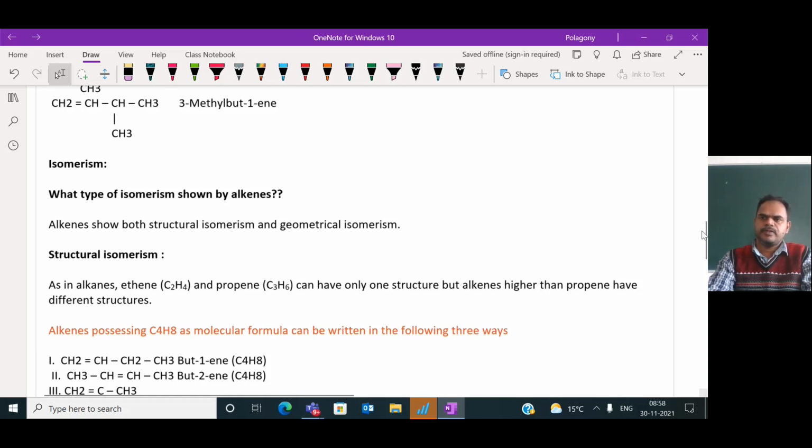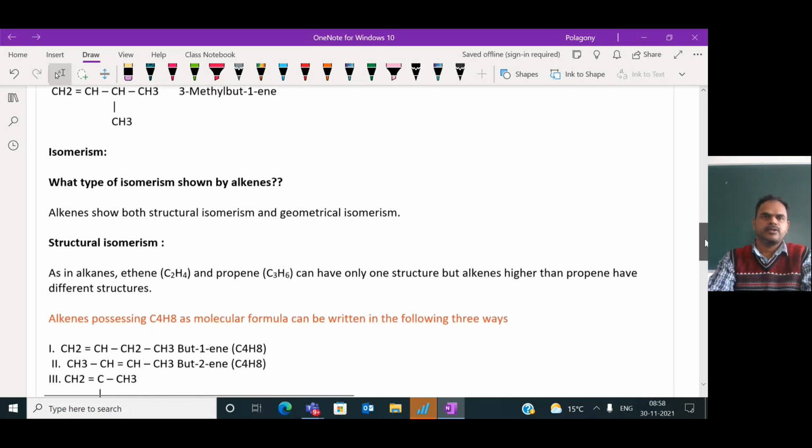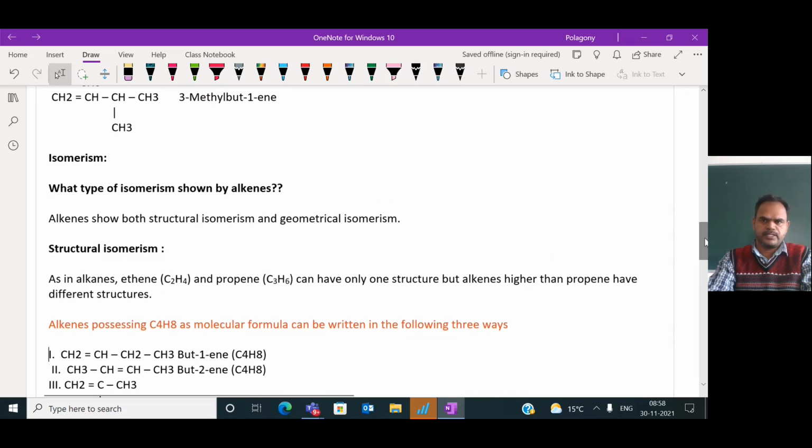So as per the IUPAC nomenclature, we follow the rules according to that nomenclature. Based on the word root, the suffix and the prefix, we write the names as per the IUPAC nomenclature.